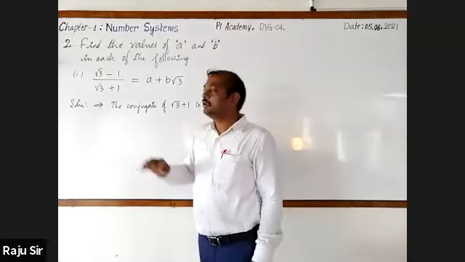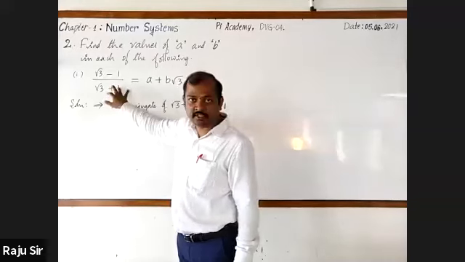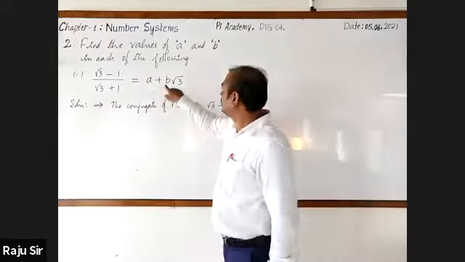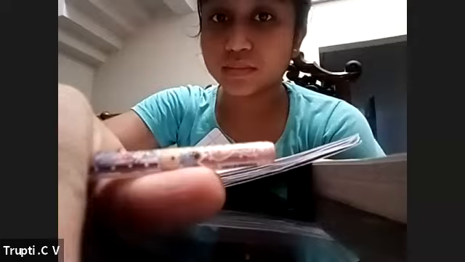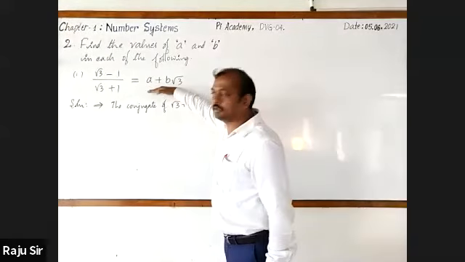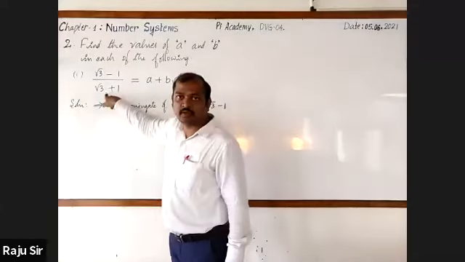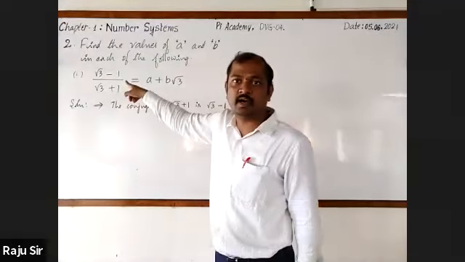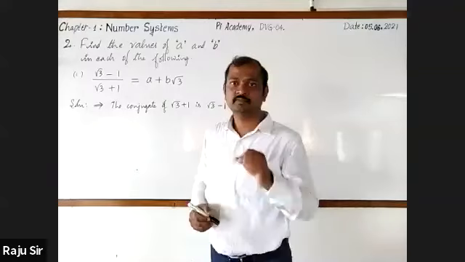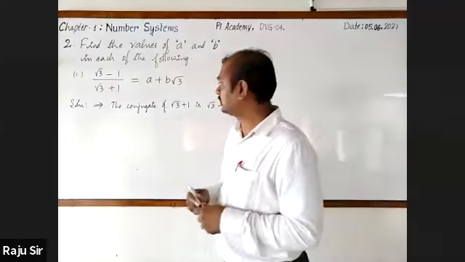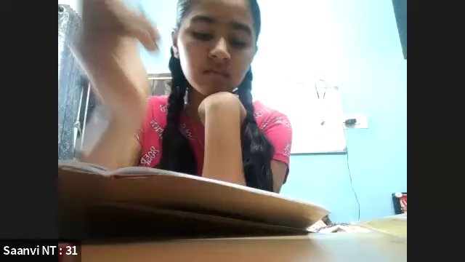I'll tell you. Here also we will go for rationalizing the denominator. The reason is, observe, on the RHS, what is in the denominator? Nothing. Nothing means what? One, which is a rational number. That is why we are going for rationalizing the denominator of the left hand side. Understood? Yes, sir. Let's take one statement.